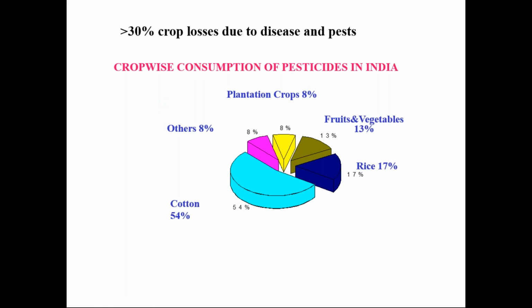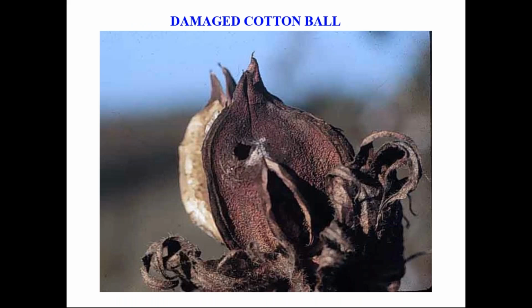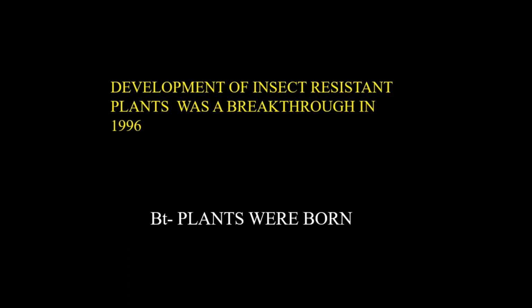And one of the pesticides that is commonly used for the cotton is the crystal proteins of the bacterium Bacillus thuringiensis. So this is how the worms destroy the cotton bolls. So the Helicoverpa armigera feeds on a cotton boll, and when it feeds on a cotton boll, this is the damaged cotton boll, and so you can see what type of yield loss there is in the cotton plant. So the development of the insect-resistant plants was a breakthrough, and the plants which are known as BT, standing for Bacillus thuringiensis, were born.